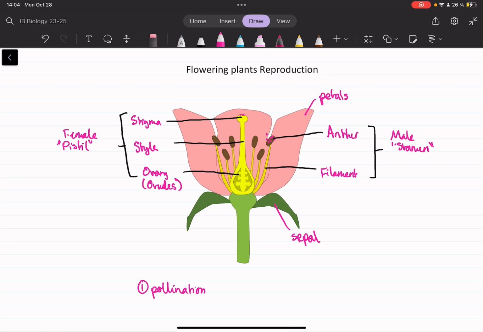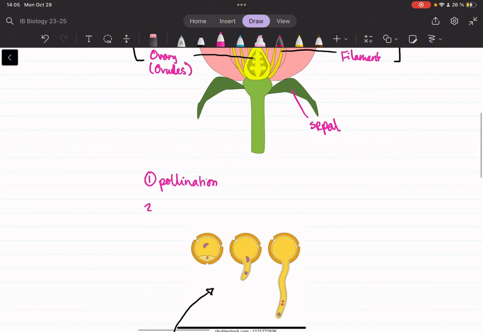That would be self-pollination because you're taking pollen from the same flower and putting it on the same stigma. If it was pollen from one flower, which then is transferred to another flower through pollinators or the wind, then that would be cross-pollination because you're taking it from one flower, putting it on the other flower's stigma. So first you have pollination. Then you have the growth of the pollen tube.